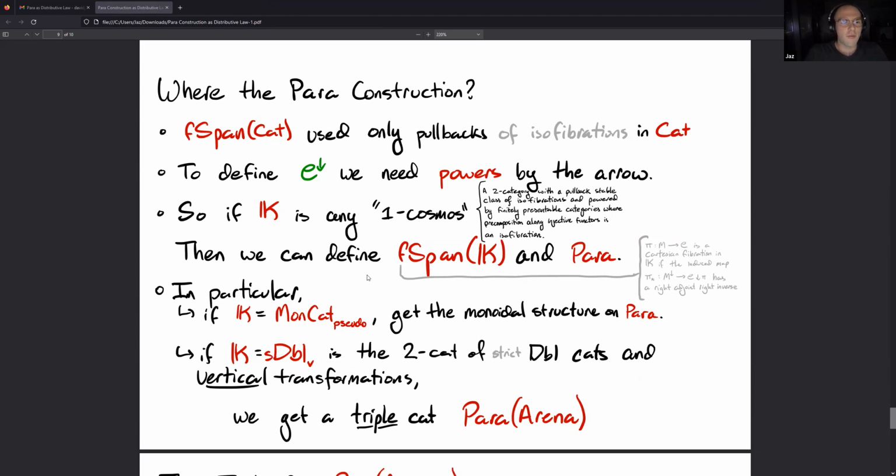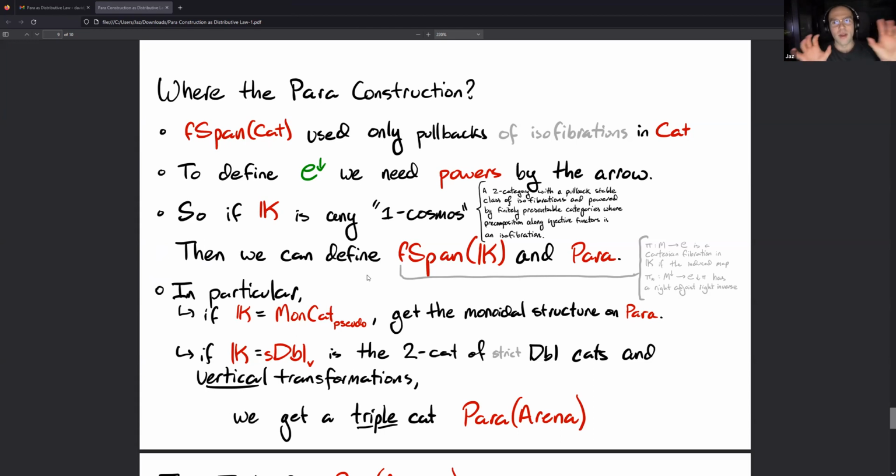So in particular, if we do this to monoidal categories with pseudofunctors, we actually get the monoidal structure on para when the monoidal category is braided and the action commutes appropriately with the braiding. So this is a nice thing. So the original idea is like almost always you want symmetric monoidal categories, and in that case, para actually also has a monoidal structure.